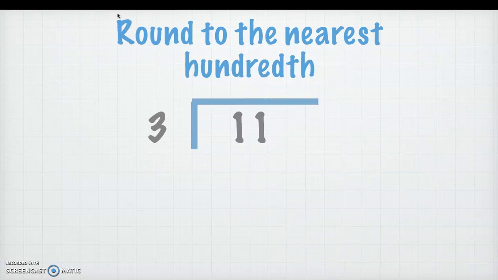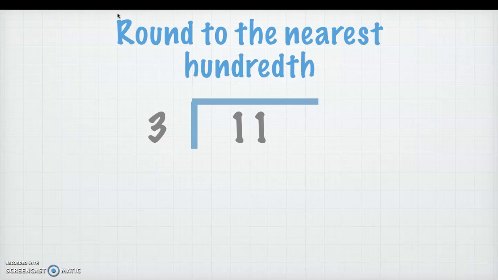I have round to the nearest hundredths. So this time is all the way to the hundredths. Now, what comes after the hundredths place value? We have thousandths. So whenever I am dividing this time, I'm going to divide all the way to the thousandths place value. So let's go ahead and divide.